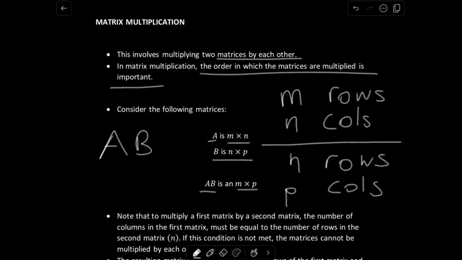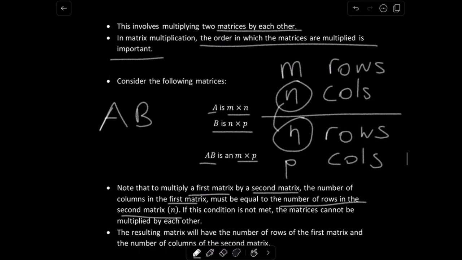So note that to multiply a first matrix by a second matrix, the number of columns in the first matrix, so let's look at the first matrix, we had n columns, it must be equal to the number of rows in the second matrix. There's the number of rows in the second matrix. These two must be equal. If this condition is not met, the matrices cannot be multiplied by each other. So they can't be multiplied by each other.